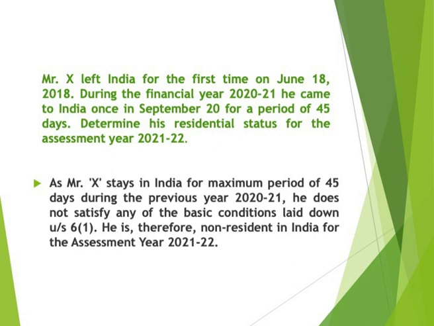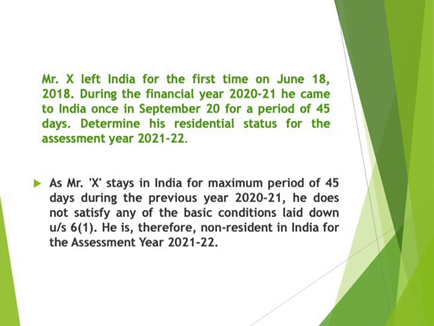Now look at the next one. What is the second basic condition? 60 days or more in the previous year and 365 days or more in the 4 preceding previous years. Just look here, did he stay for 60 days? No, he stayed only for 45 days. So, he is not even satisfying the second basic condition. So, what is he? He is neither resident nor resident but not ordinarily resident. He is non-resident.